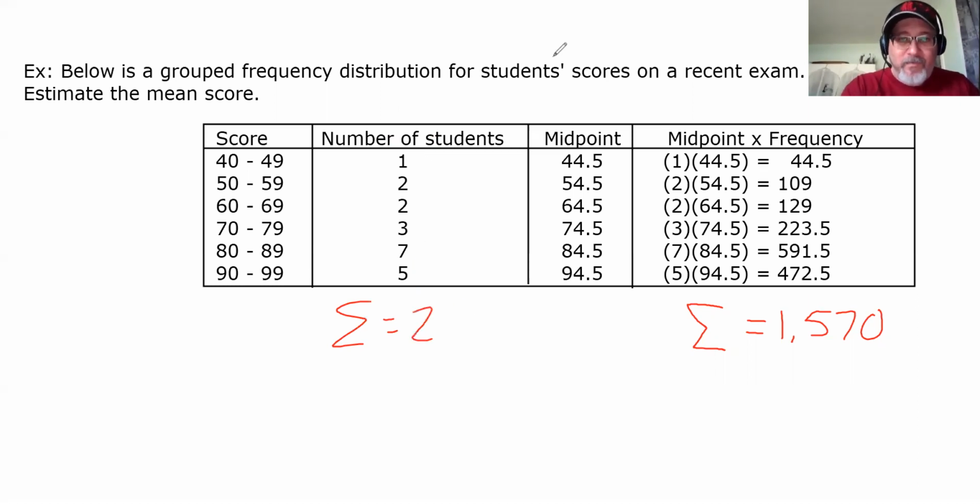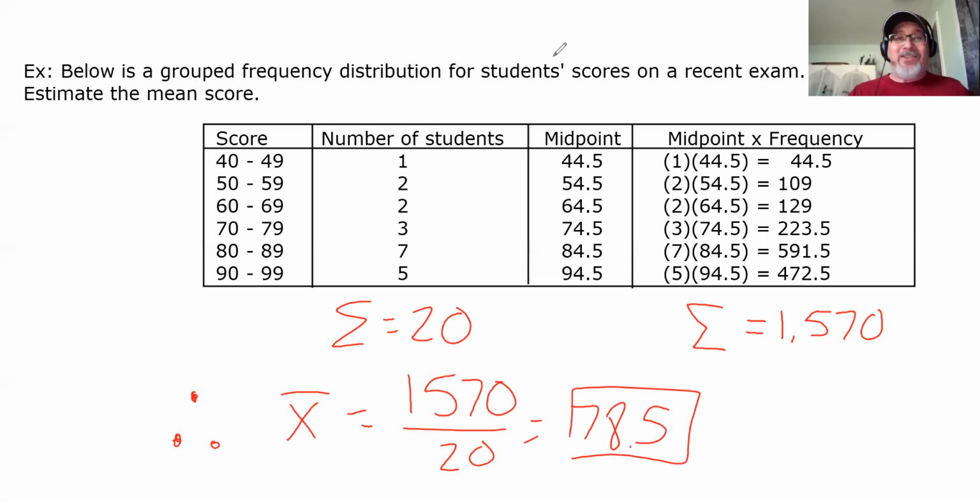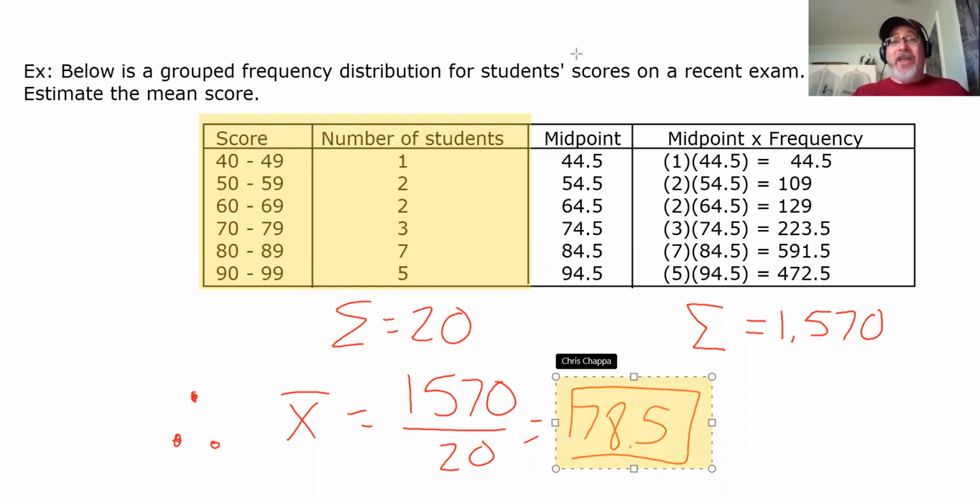Let's get rid of all those marks. So here's what I know. When I add up all the students' test scores, or at least the best guess, I get 1,570. And there were 20 scores. Therefore, here's a blast from the past. The mean, which is still X bar, by the way, is 1,570 divided by 20, which is 78.5. So based on the information I was given at the beginning, the best estimate for the mean score on this test was 78.5.